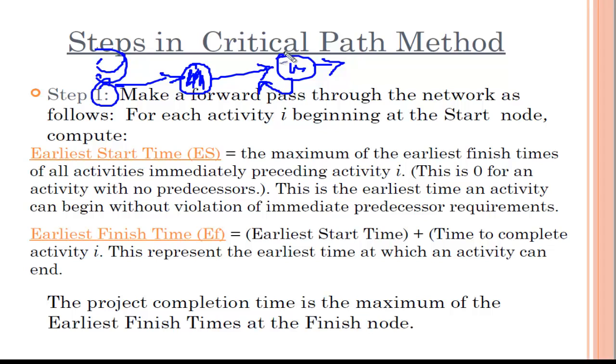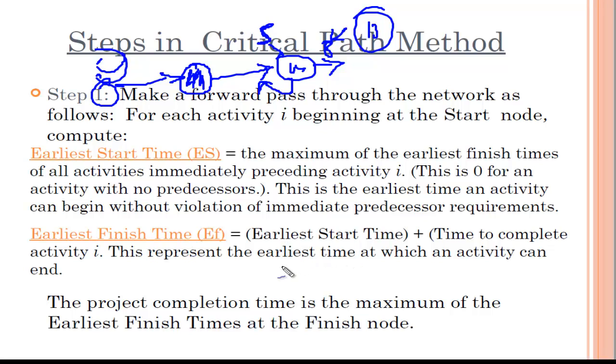Say for example it started at 5 and it takes 8 units of time, whatever that cost is. So what is the finish time of it? When is it going to be finished? That's going to be 8 plus 5, so at 13 this is going to finish. That is going to be my earliest finish time.